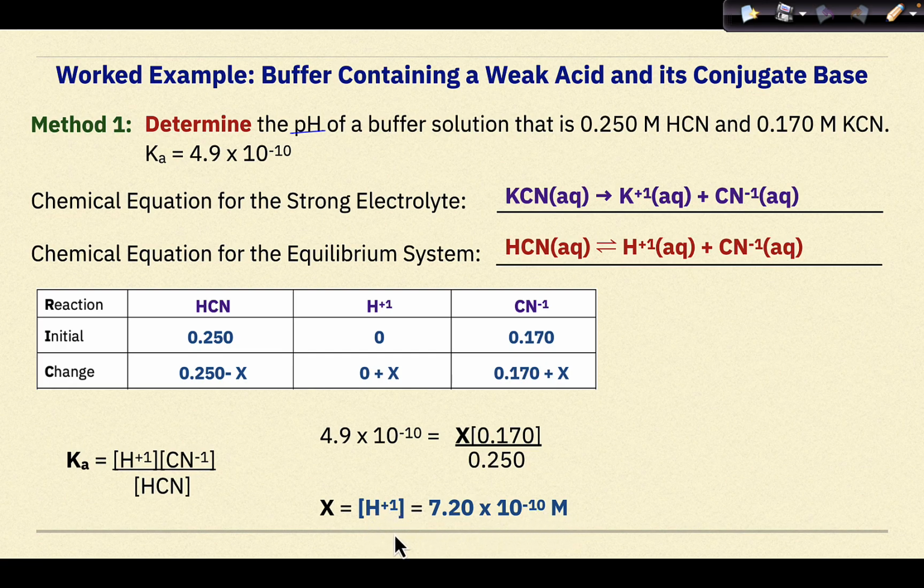Once we have our hydrogen ion concentration, we can calculate pH. We use the formula pH is equal to the negative log of the hydrogen ion concentration. We plug in the value for the hydrogen ion concentration, and pH is equal to 9.14. This method is something that you are already familiar with based on our experience with ICE tables.